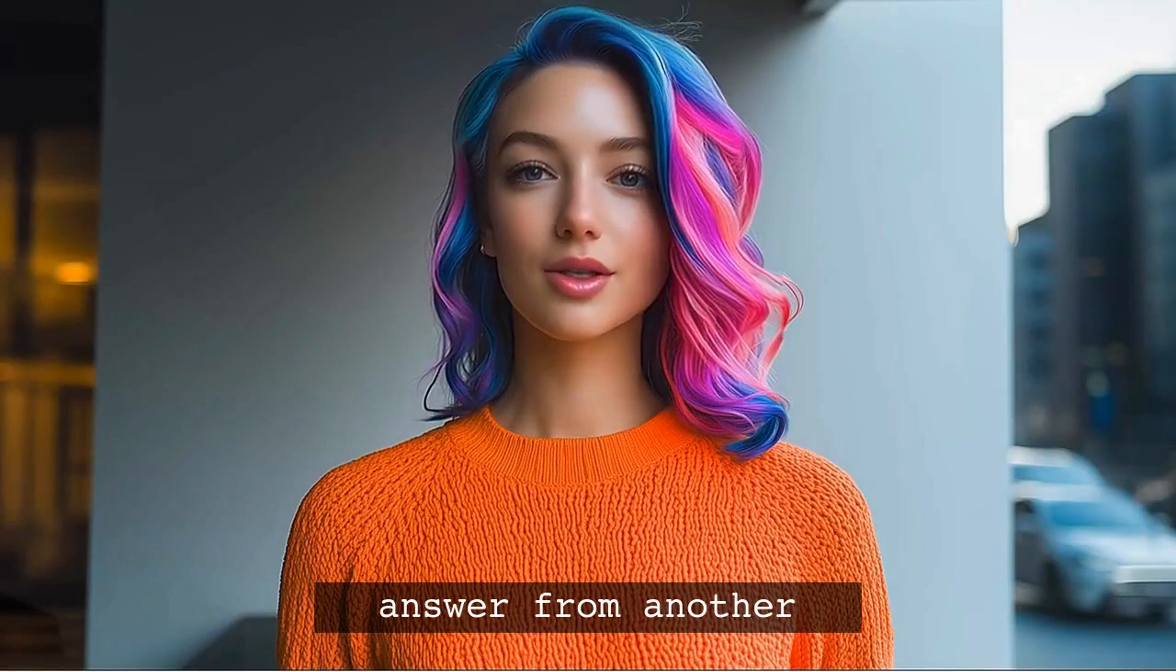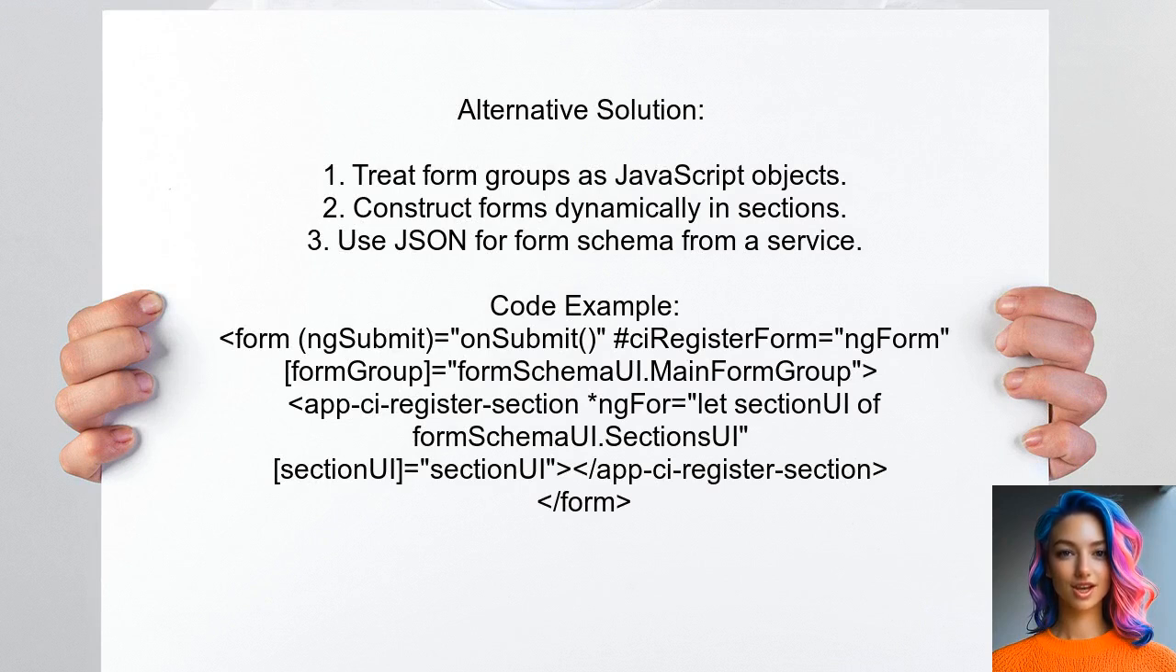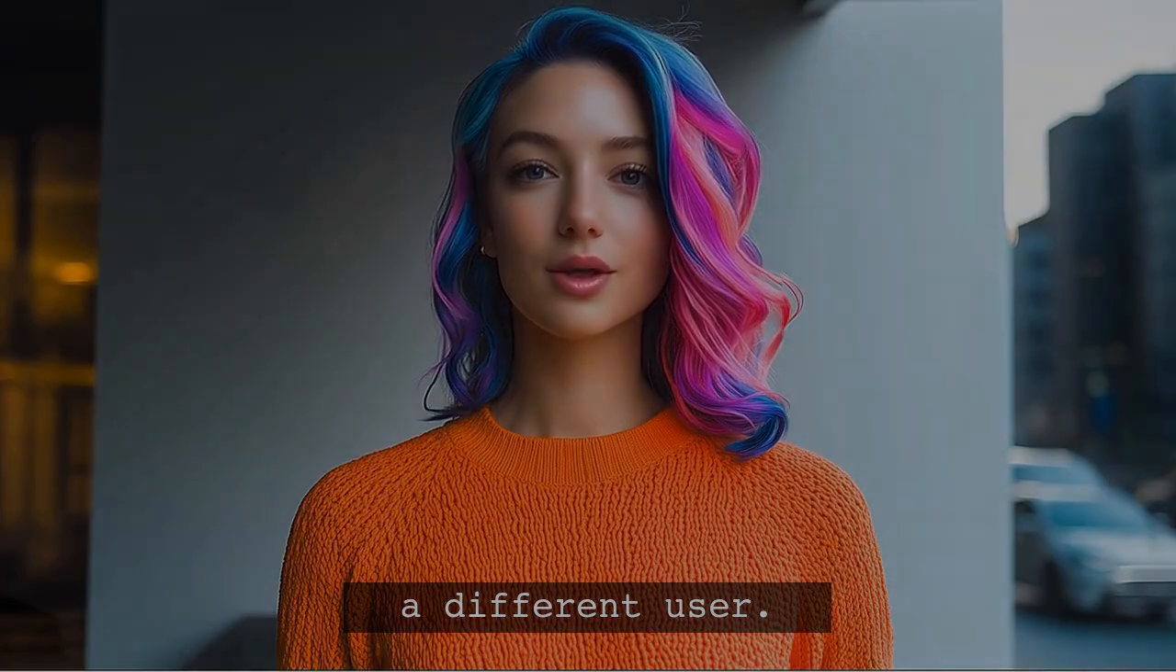Now, let's dive into a different answer from another user. This user suggests treating form groups and controls as JavaScript objects and arrays. They propose a dynamic form construction approach where the form is divided into sections, each containing its own fields and labels. The form schema is received as a JSON object from a service, and the structure includes a main form group that encompasses multiple sections. The user emphasizes the importance of having a clear hierarchy, where the form schema contains multiple sections, and each section holds multiple fields. They provide code snippets for the main form group and section forms, illustrating how to build the structure effectively.